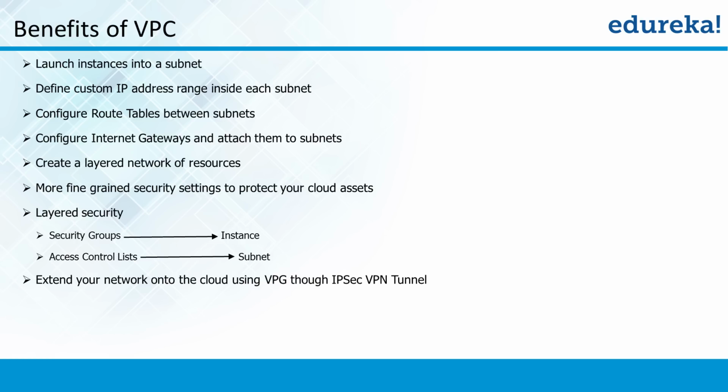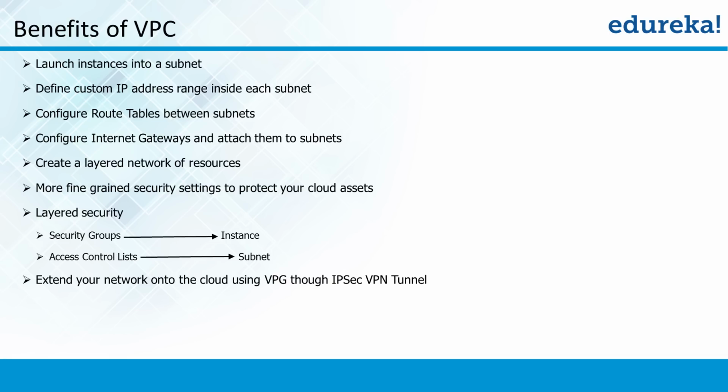You can create route tables. These route tables determine how the traffic can flow within the network, within the VPC, and also between the VPC and the external world. So you have control over the routing of the network traffic.